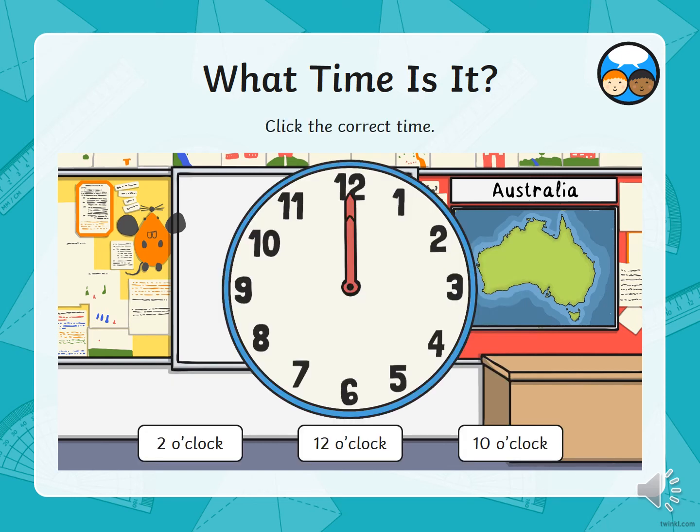Here's another tricky one. Both hands are pointing to the same number. The big minute hand and the small hour hand are both pointing to the same number. Does that make it 12 o'clock, 2 o'clock, or 10 o'clock? 12 o'clock. Well done.